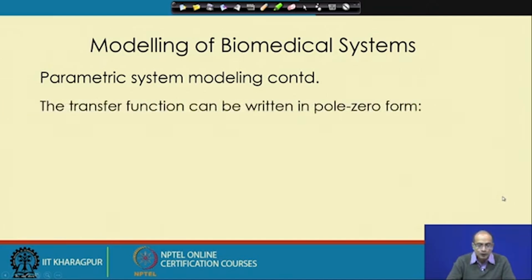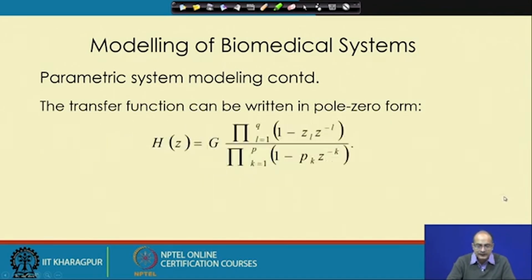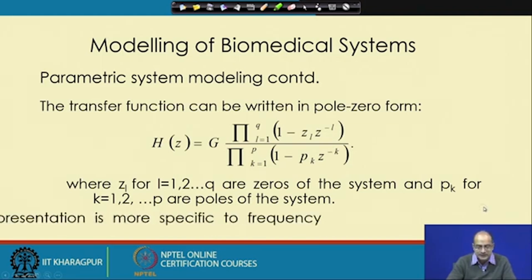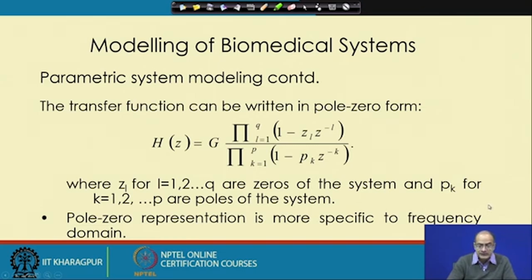Now, we can represent that transfer function in a different form, for example, in pole-zero form. The same system we can represent with the help of p poles and q zeros. This is another representation of the same system. These poles and zeros have an equal amount of information as the polynomial coefficients a_k and b_k, but this representation is more specific to the frequency domain.